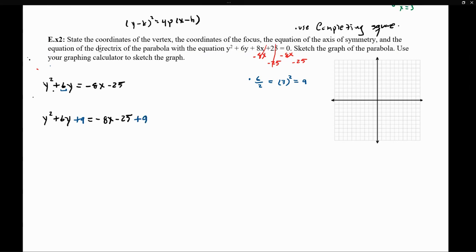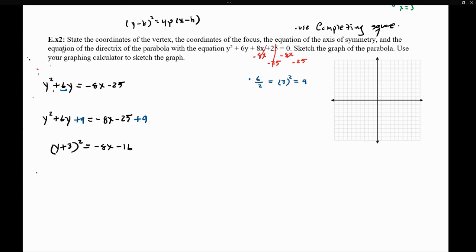All right, great. Because now I can complete the square on the left-hand side, and notice that y squared plus 6y plus 9 is equivalent to just y plus 3 all to the second. And on the right-hand side, let me combine these terms. So I have negative 8x minus 25 plus 9, which is equivalent to minus 16. All right, so it's starting to look like what we wanted. But the first thing I noticed is that it should be written in terms of y minus k, but here I have y plus 3.